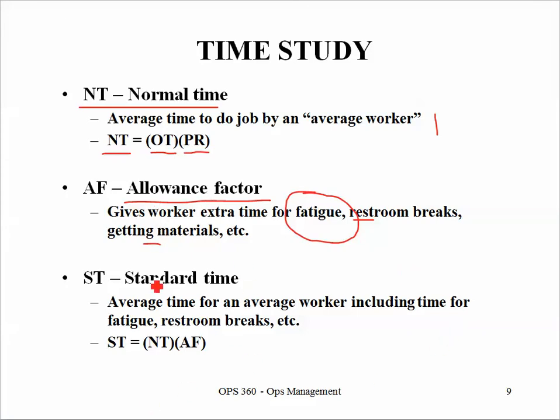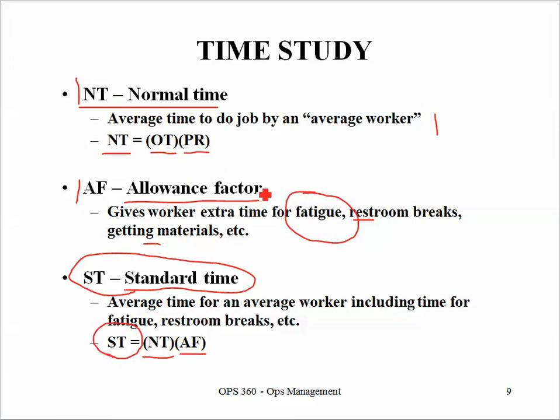Once you have the allowance factor, then to calculate the standard time, which you're actually going to be using for planning purposes, assembly line balancing purposes, project planning purposes, and so forth, you simply take the normal time, which you had up here, and multiply it times the allowance factor, which we have here, and we get the standard time.